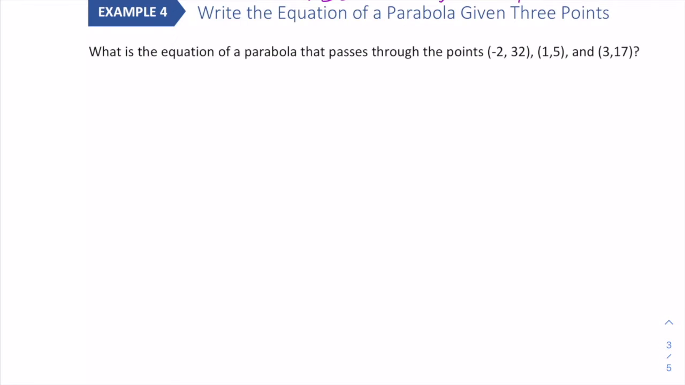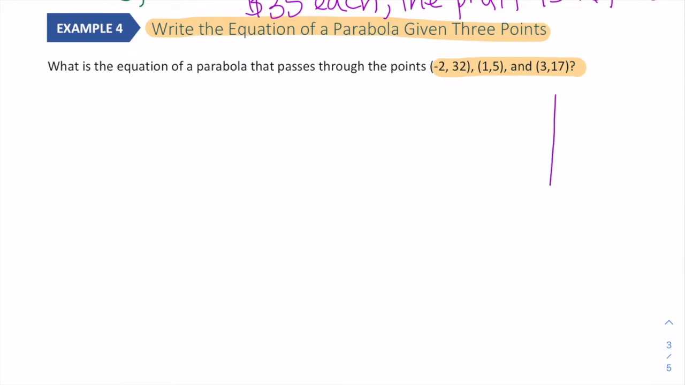Welcome back. Today we'll finish section 2-2, and for example 4, we're going to write the equation of a parabola given 3 points. If I sketch the 3 points, (-2, 32), (1, 5), and (3, 17), we know that this parabola is going to open up, but we don't know exactly where this vertex will be.